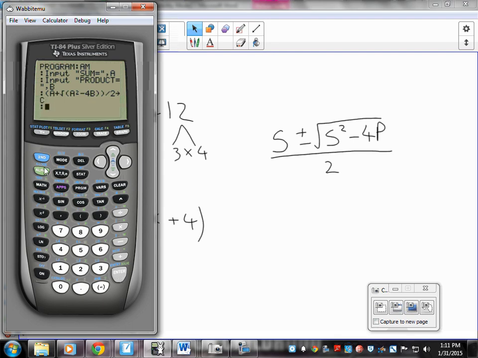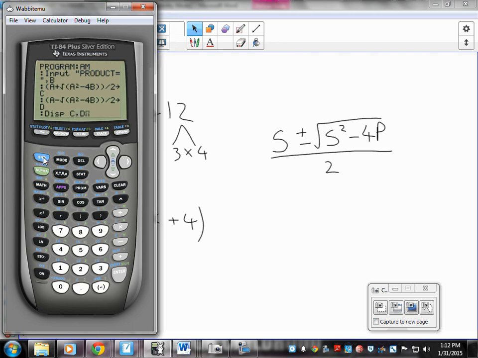I'm going to do exactly the same thing for my negative solution. There's two solutions, positive and negative. So that's A minus the square root of A squared minus 4B, all divided by 2. And I'm going to store that solution as D. And now all I need to do is to get my calculator to display both C and D. I'm going to need a comma in there. There we go. C and D.